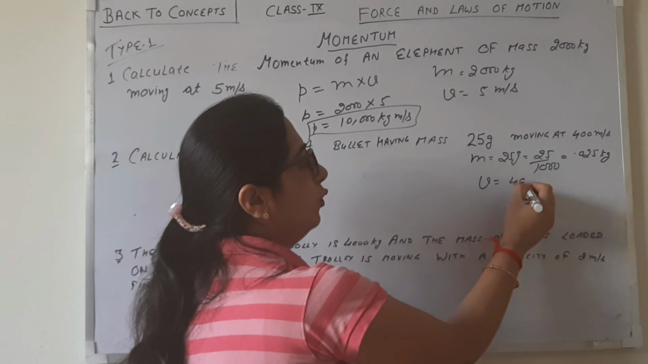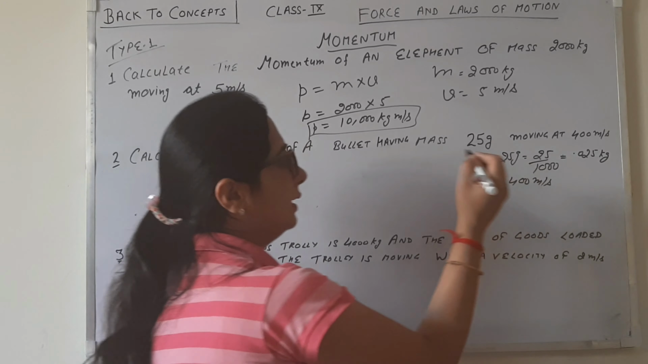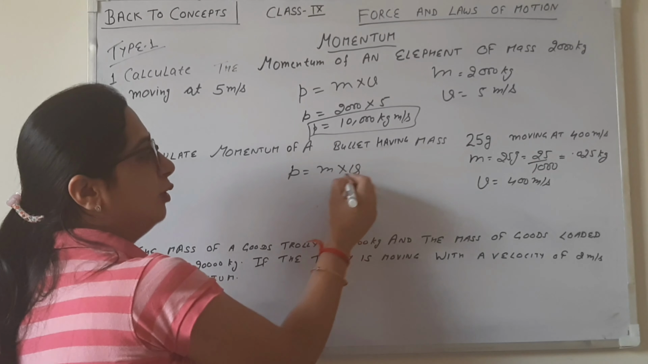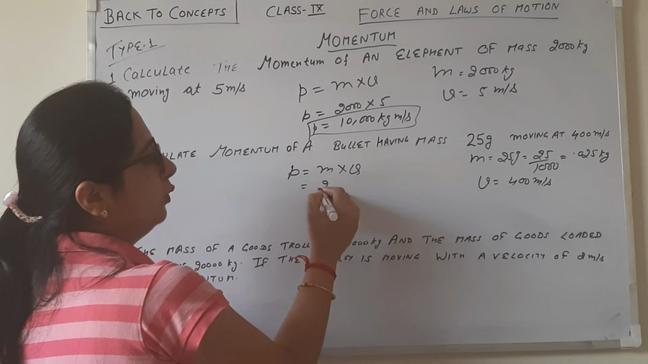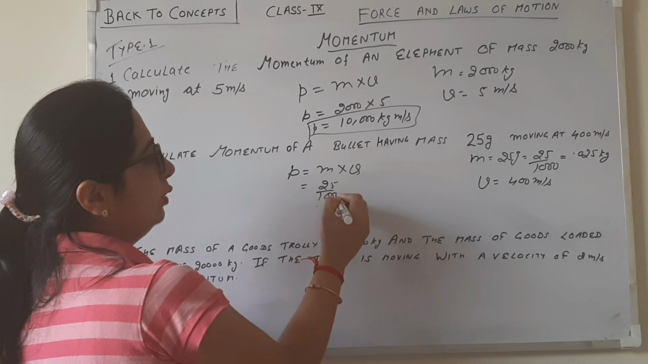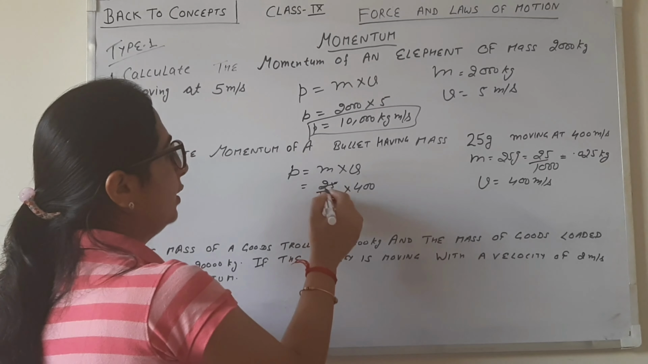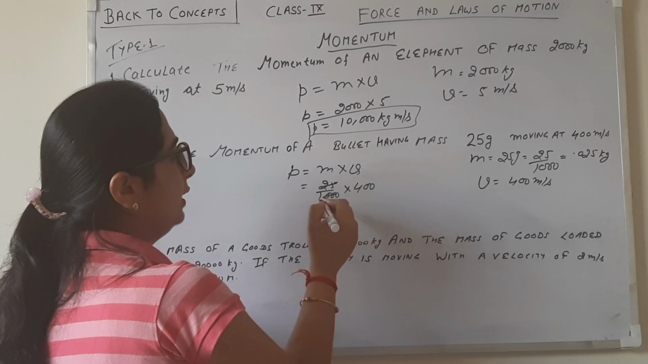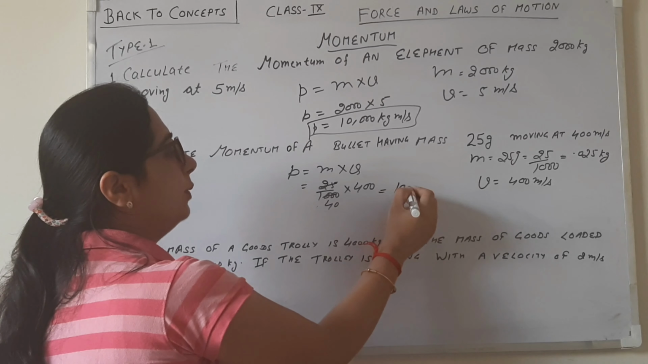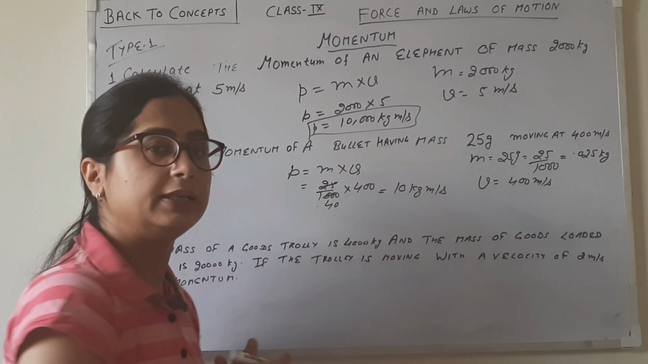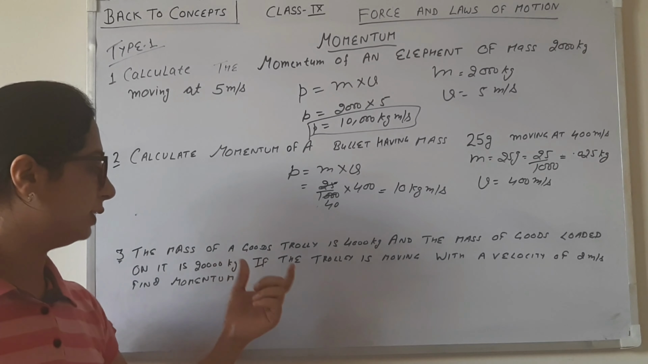Okay. Now what's the velocity here? Velocity is equal to 400 meter per second. So what's the momentum? Momentum is equal to mass multiplied by velocity. Mass is equal to 25 by 1000 and velocity is equal to 400. That is equal to 40, and the momentum is equal to 10 kilogram meter per second. Now come to the third numerical.